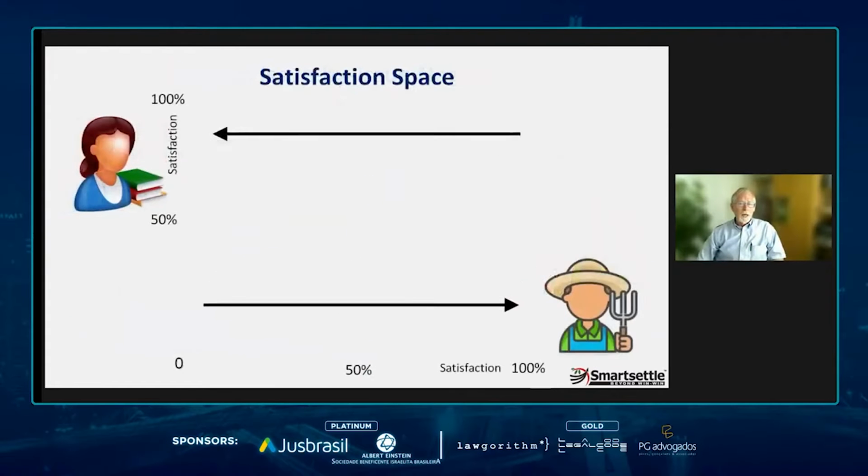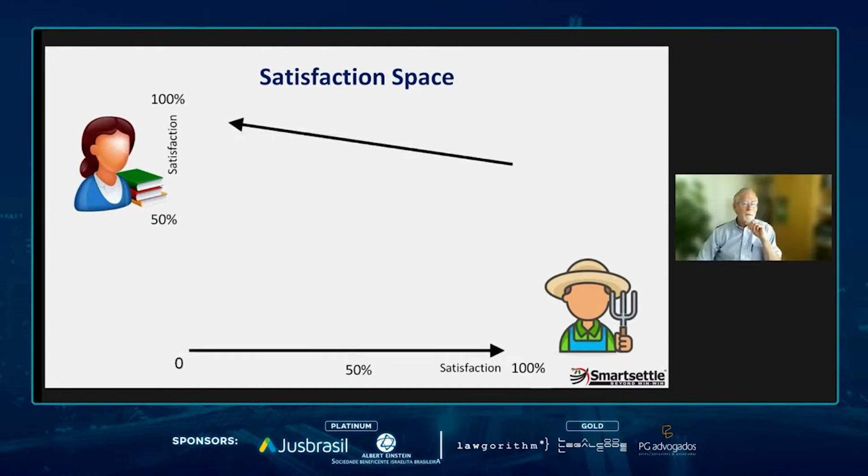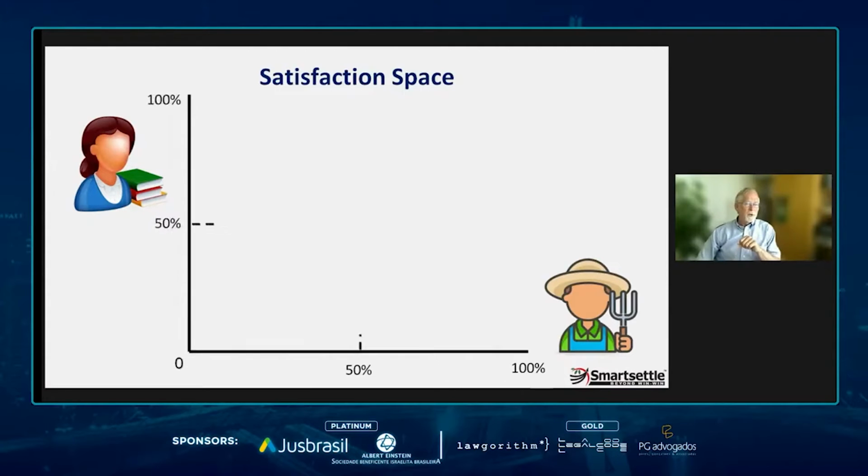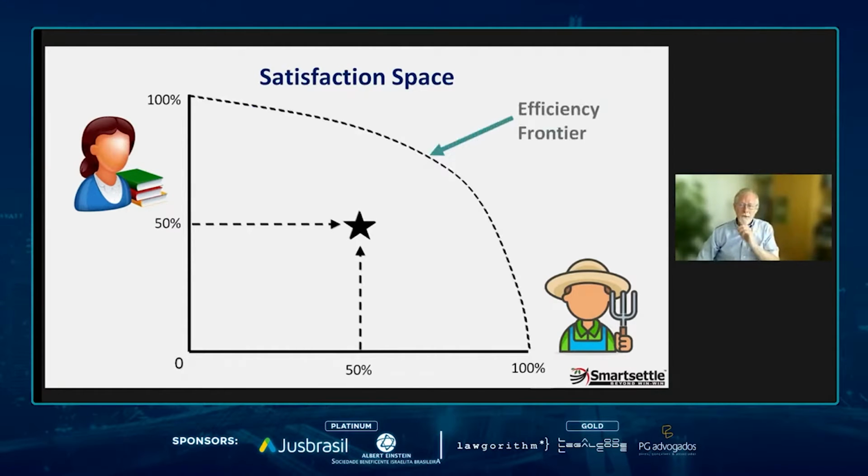So we're going to rearrange those scales so we can look at the problem in multi-dimensional satisfaction space. Now, teacher wants to be at the top left, and farmer wants to be at the bottom right. So in the previous scenario plotted, we can see that it's actually possible to do better. They're short of the efficiency frontier here.